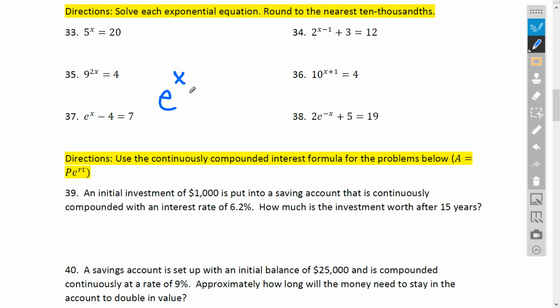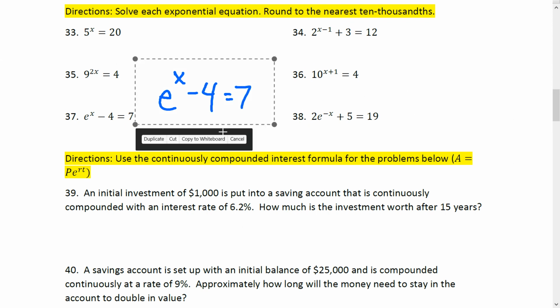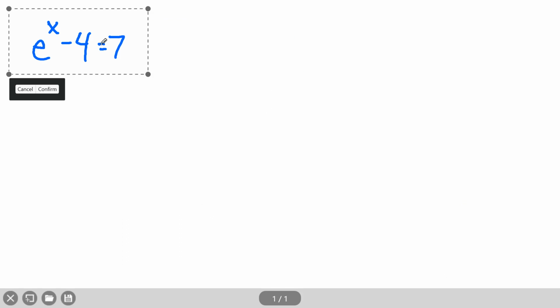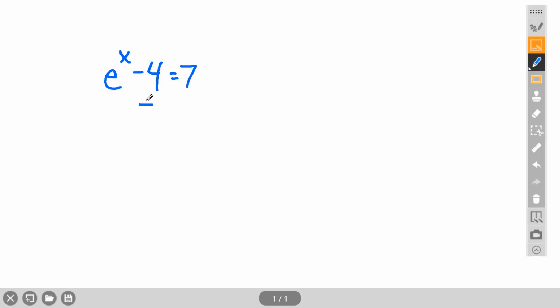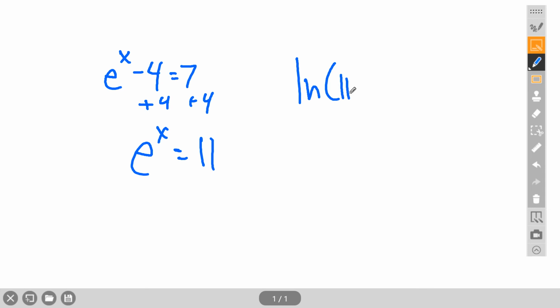37, we got e to the x minus 4 equals 7. So we need to get the exponential part by itself, so we'll get that part by itself by adding 4, so 7 plus 4 is 11. Then we'll change this to natural log form, so the natural log of 11 equals x, and that we can easily put in the calculator. Natural log of 11 is about 2.3979.